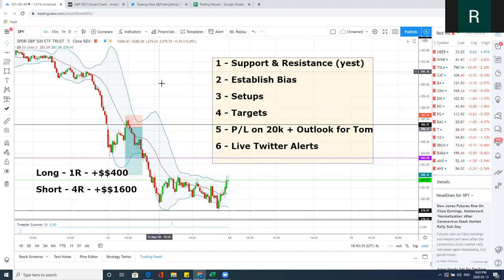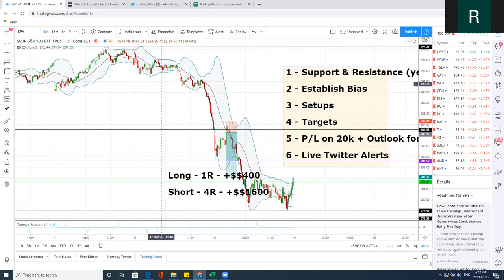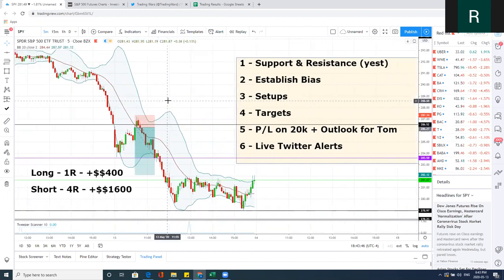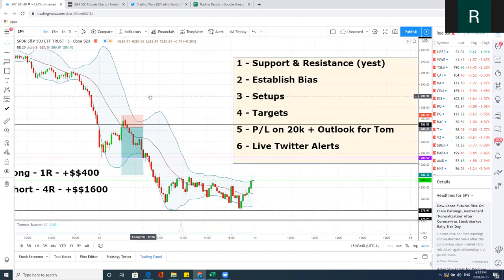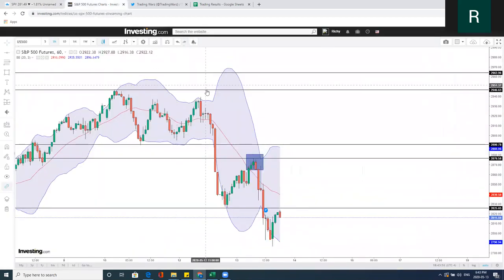All right, guys. So the first thing we got to do is draw up our support and resistance from yesterday. So I have yesterday's high drawn over here, as well as yesterday's low. And then the second thing we need to do is look at establishing our bias, okay? So we're going to go to the futures chart to take a look at what was happening overnight.